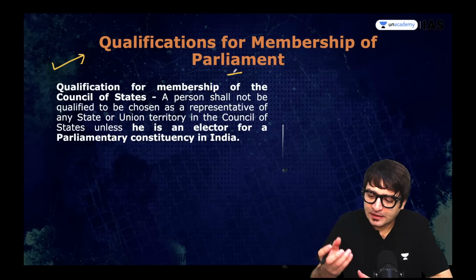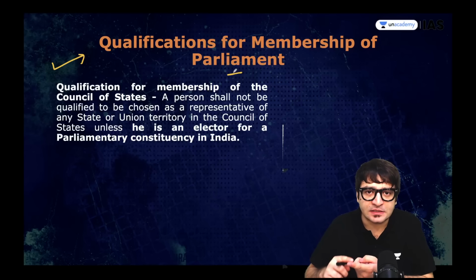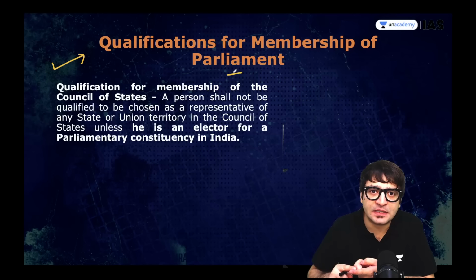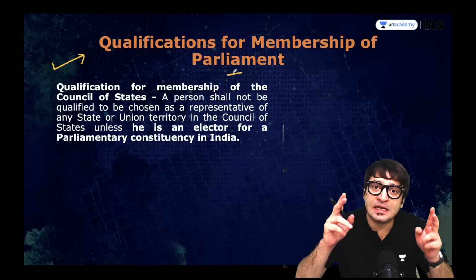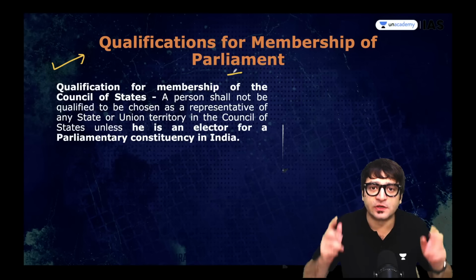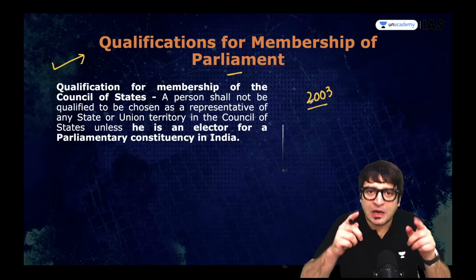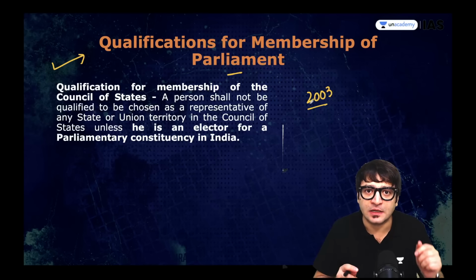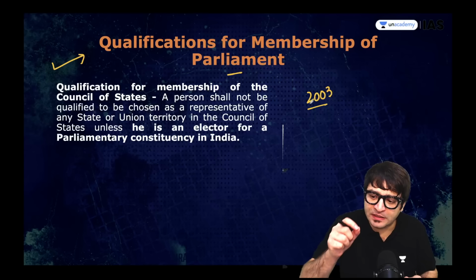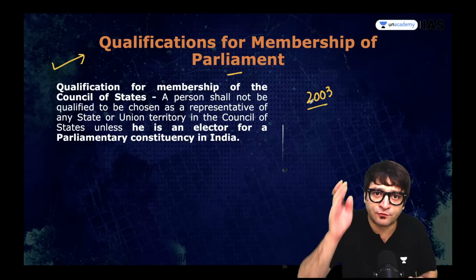For example, if you want to contest elections to Rajya Sabha, you should be a citizen of India, you must have completed 30 years of age, and you should be a registered voter in any parliamentary constituency in this country. Till the year 2003, the requirement was that if you want to contest elections to Rajya Sabha from Karnataka, you should be a registered voter of Karnataka. If you want to contest Rajya Sabha elections from Uttar Pradesh, you should be a registered voter of Uttar Pradesh.